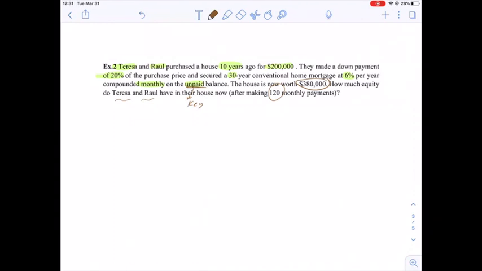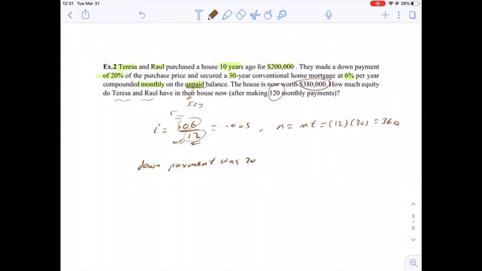So here let's find first i, which is 0.06 over 12 because it's compounded monthly. This is m and this is the rate. So we have 0.005. n is m times t, 12 times 30 years, and that gives 360. Now, since the down payment was 20% of 200,000, that means the present value is 160,000.